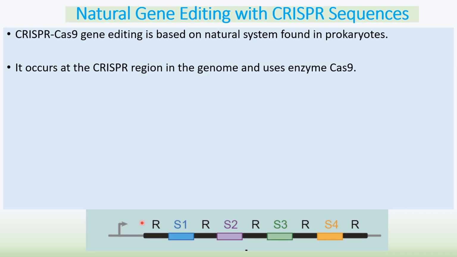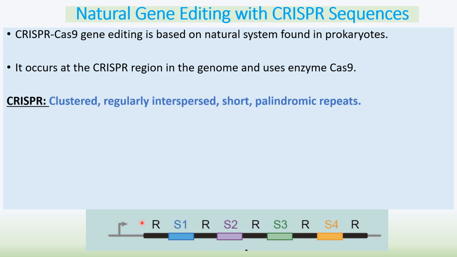So gene editing can be done in a natural way with something called a CRISPR sequence. The example we're going to look at is CRISPR Cas9 gene editing, and that is based on a natural system that is found in prokaryotes. It occurs at something called the CRISPR region in the genome and uses the enzyme Cas9, hence the name CRISPR Cas9 gene editing. So what is CRISPR? Well, CRISPR stands for clustered, regularly interspersed, short palindromic repeats of RNA.